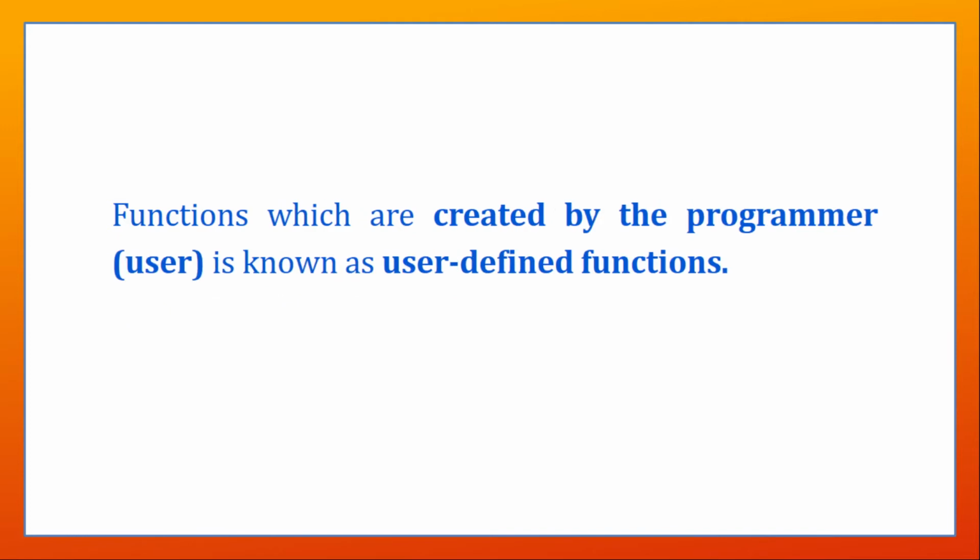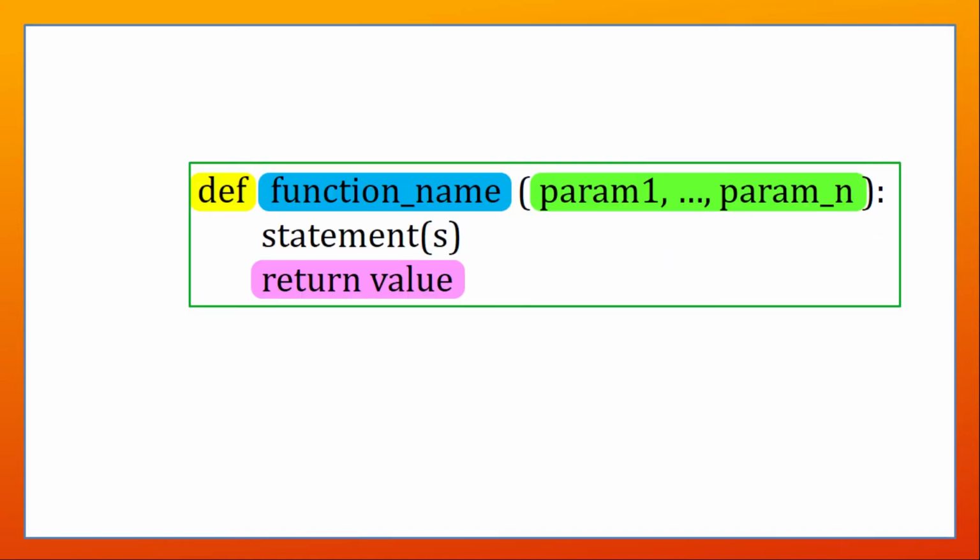Functions which are created by the programmer or user are known as user-defined functions. A function can accept arguments and can also return a value. In Python, a function is defined using the def keyword. The function name is specified after the def keyword, followed by the parenthesis and a colon.